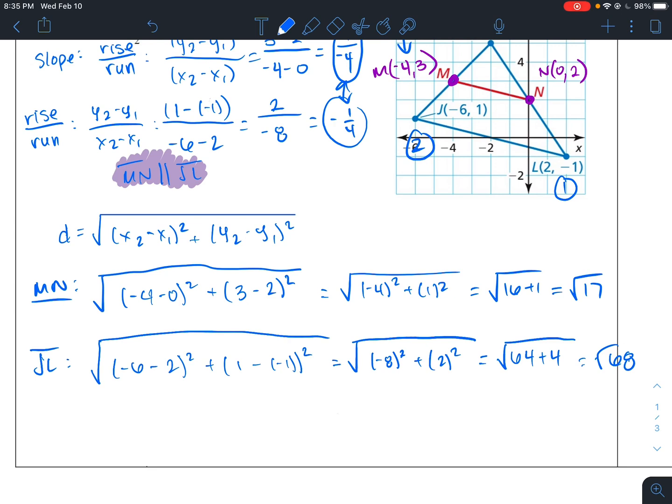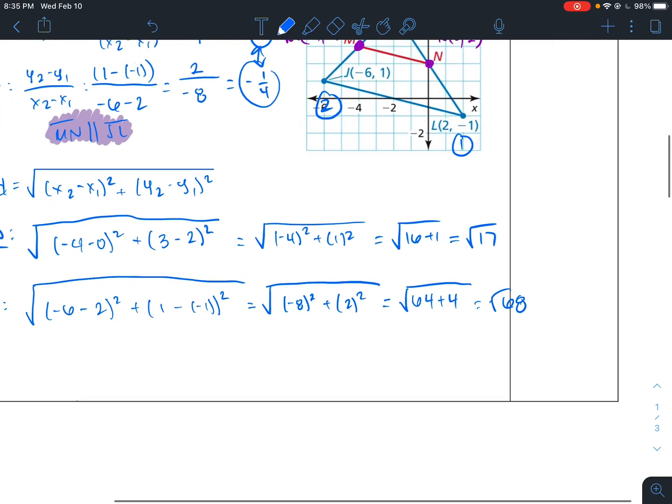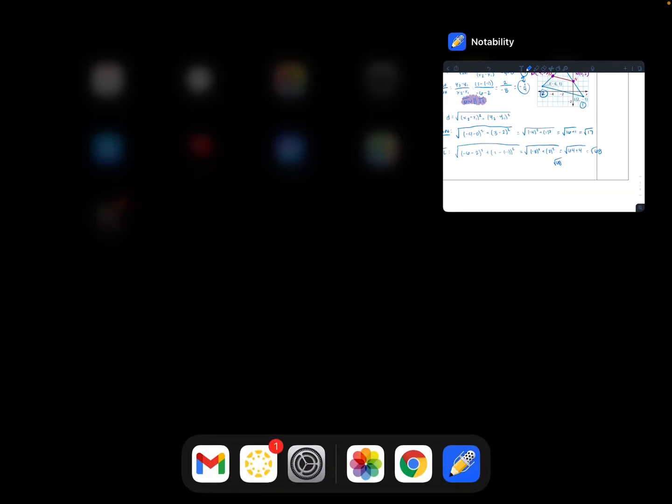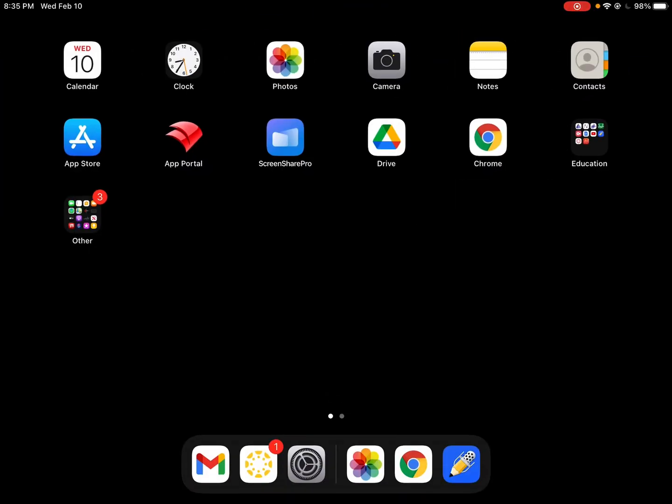Okay, now obviously those don't look like they're the same, or double or half or something, but the square root of 68 is actually equivalent to, well, if we divide it by 17, so one second, let me go to my calculator.